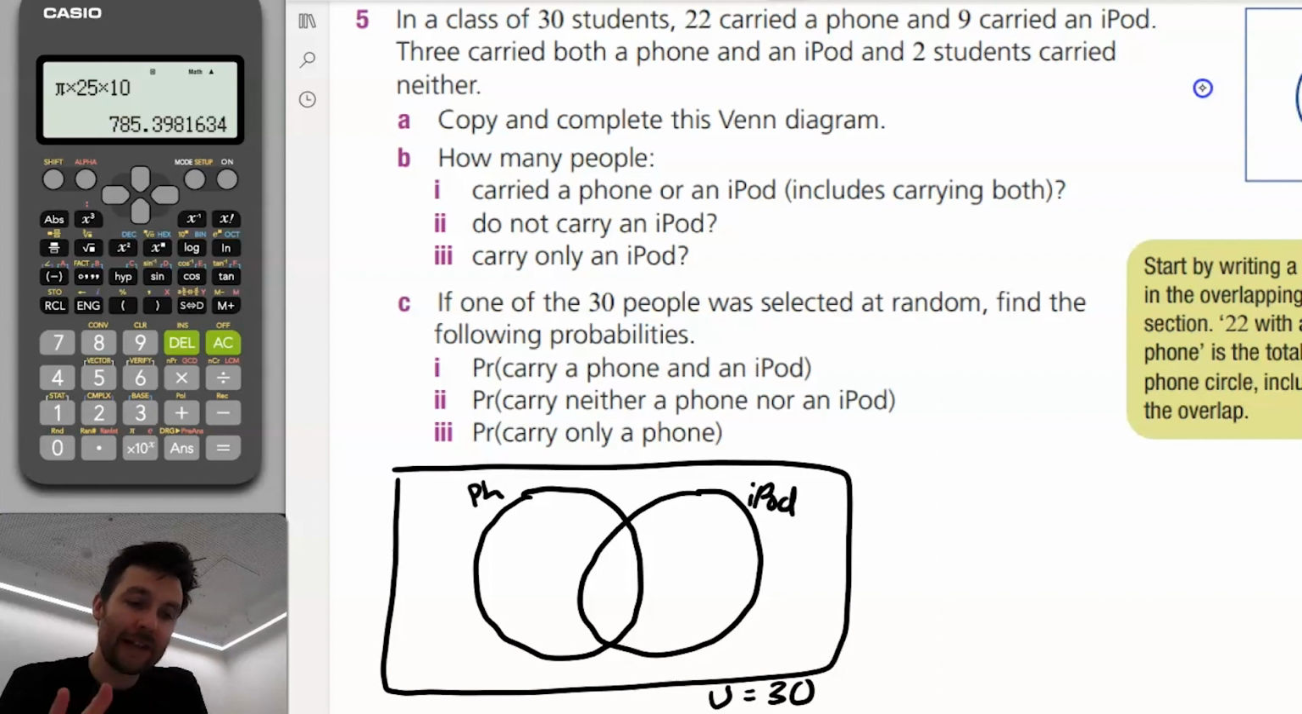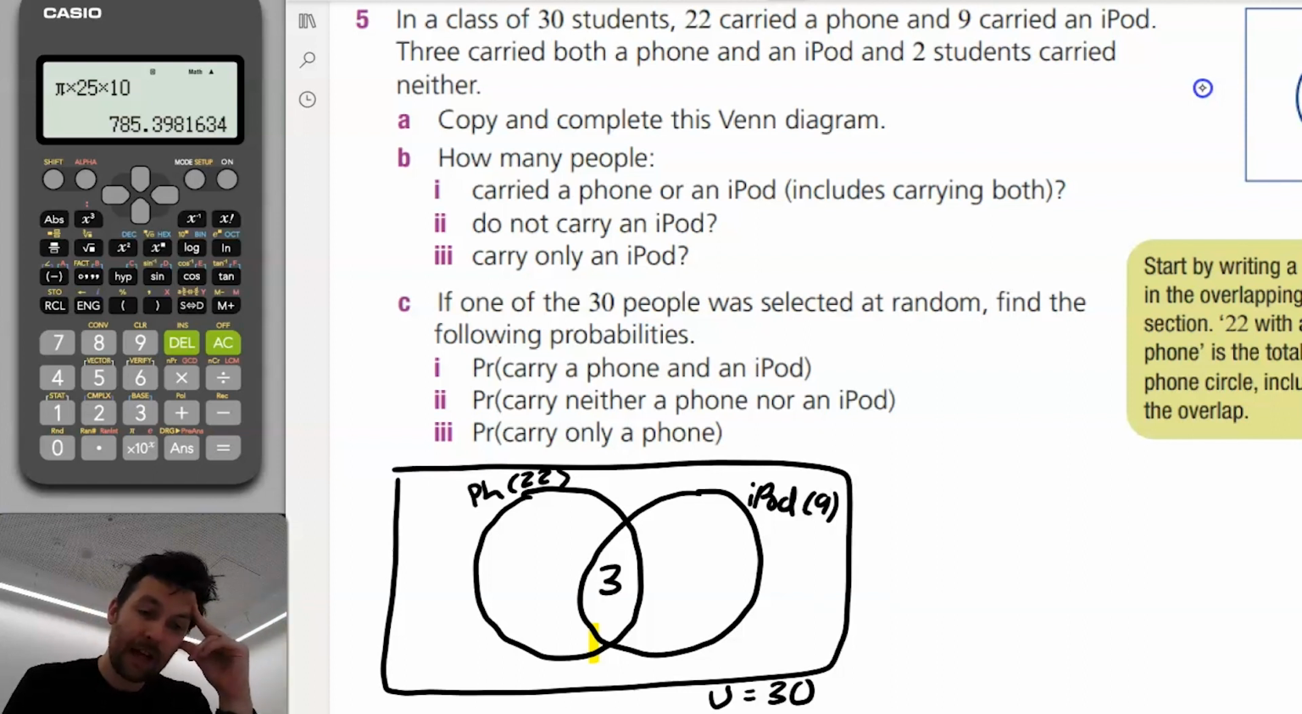Okay, now it says 22 carried a phone. This is really important. It doesn't mean that 22 goes here. It means that everything in this set here is going to add up to 22. So maybe you could just write that up here, 22, just to remind you that that's the case. 9 carried an iPod, same thing. Everything in the iPod set is going to have to add up to 9. Now 3 both carried a phone and an iPod, so 3 goes here, and 2 students carried neither, so 2 goes there. Right, now we've got to figure out the rest of it.